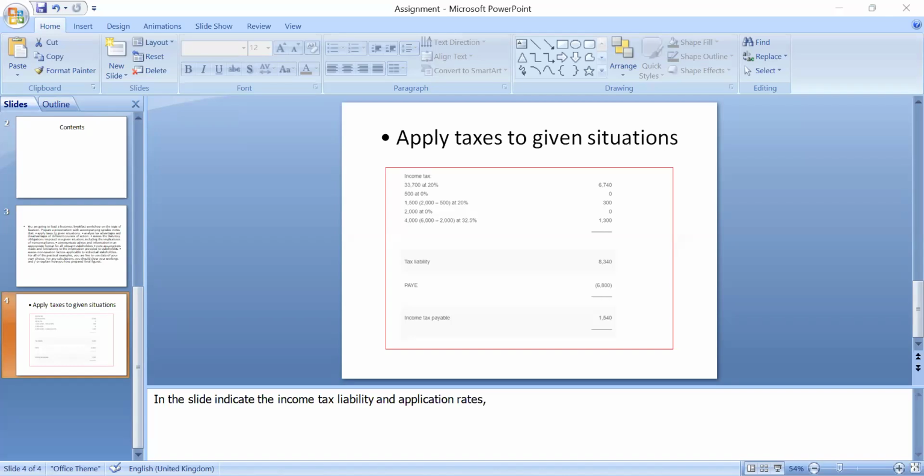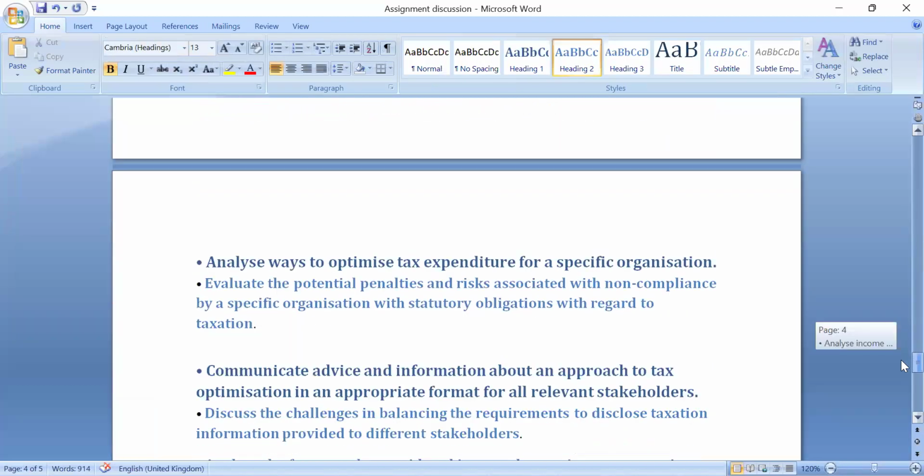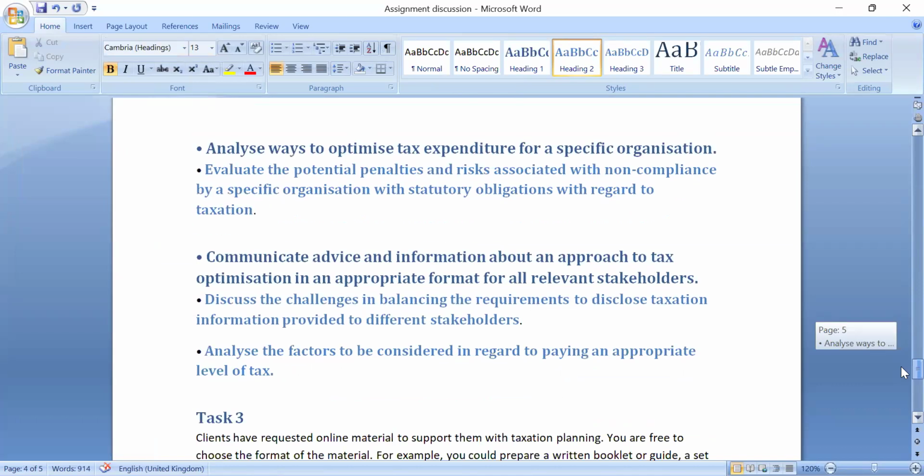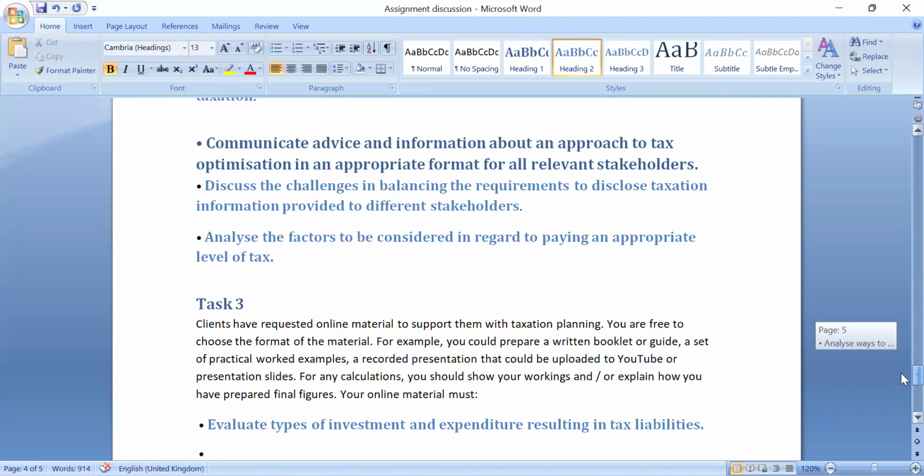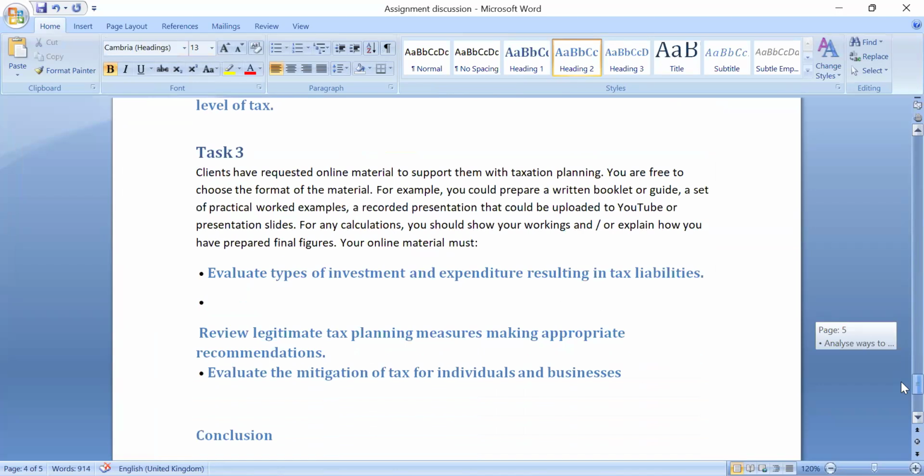Okay, that's task two. Or if you want task two, you can copy it in, if you're preparing in a Word document, just one file is absolutely fine too. You can explain all key concepts as we discussed in our lesson two, and then of course you can submit it. Then we have task three, investment expenditure resulting in the tax liability. So you can look around marginal relief, writing down allowance, the annual investment allowance, and tax planning.